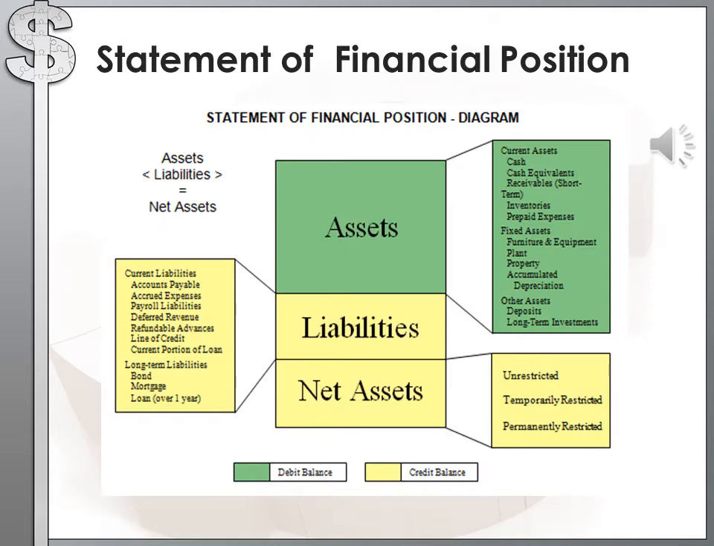The statement of financial position used to be called the balance sheet. Although the name of this report has changed in the nonprofit world to the statement of financial position, the concepts and equations are essentially the same as any business balance sheet or statement of personal net worth. Assets, what you have or what you are owed, minus liabilities, what you owe to others, equals your net assets, what's left over.